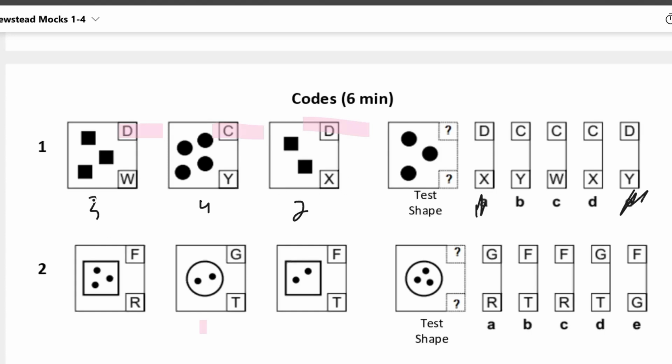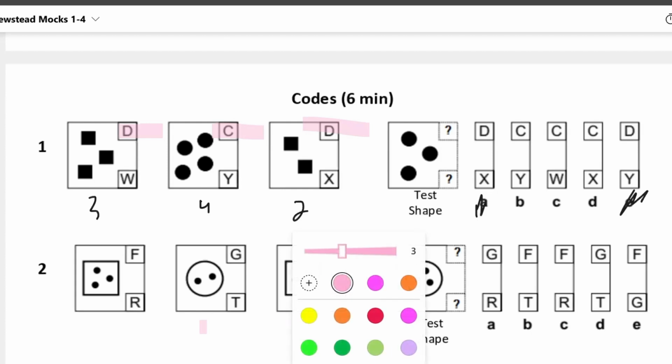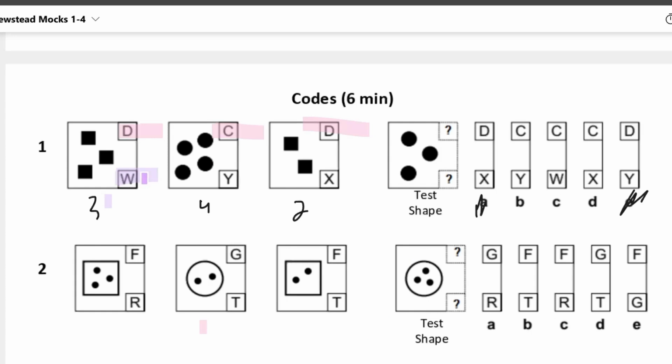If we have 3, then the bottom shape must be W. Let's do this in a different color so we can differentiate. This bottom color is going to be W on the bottom, therefore the answer is C.